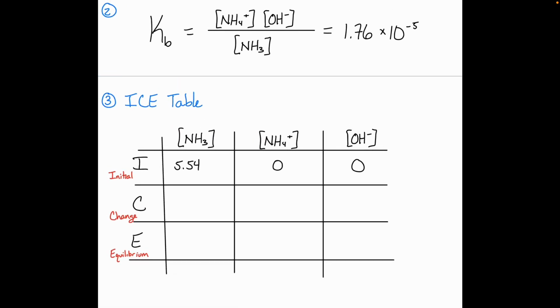Now, I don't know what that change box is. I don't know how much of this ammonia is going to be consumed in the reaction. That's what we're trying to figure out, all right? So for these change boxes, we're just going to use a variable here. We're going to use x. All right, but see if you can remember what the sign of x should be in each of these boxes.